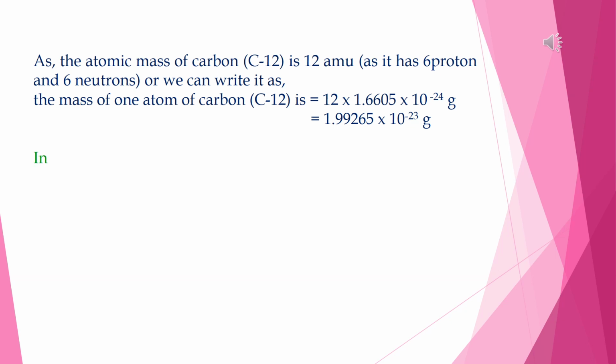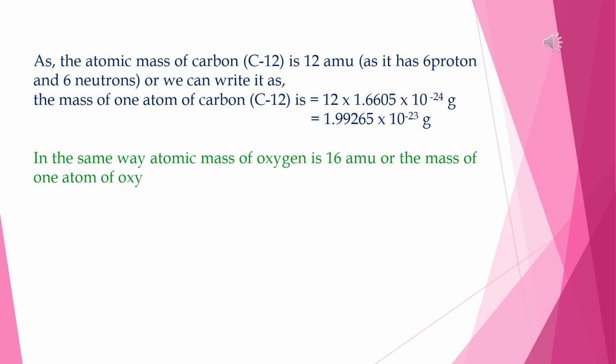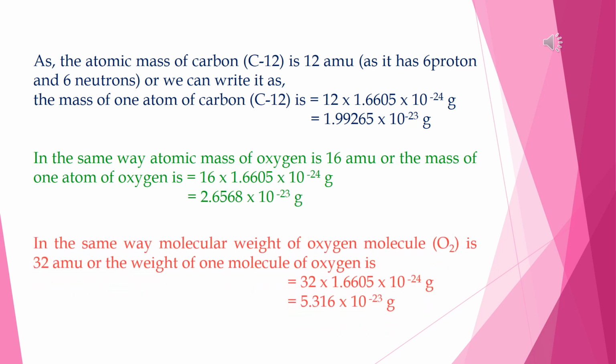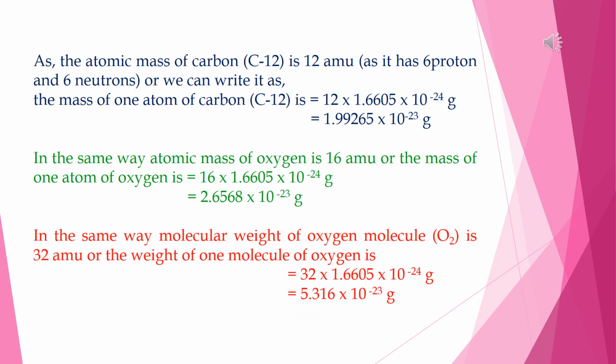In the same way, the atomic mass of oxygen is 16 AMU. So if we have to find out the mass of one atom of oxygen, we multiply 16 into the value of AMU. So it comes out to be 2.6568 × 10^-23 grams. In a similar way, the molecular weight of an oxygen molecule is 32 AMU. So the weight of one molecule of oxygen is 32 multiplied by the value of AMU, which comes out to be 5.316 × 10^-23 gram.